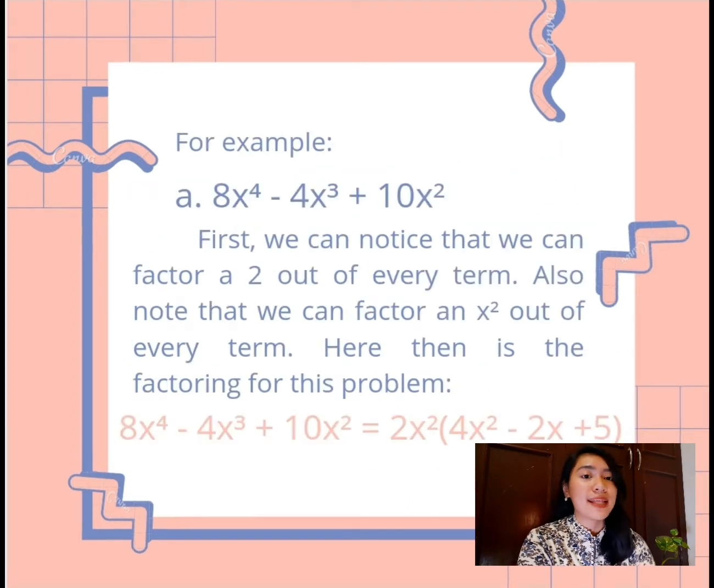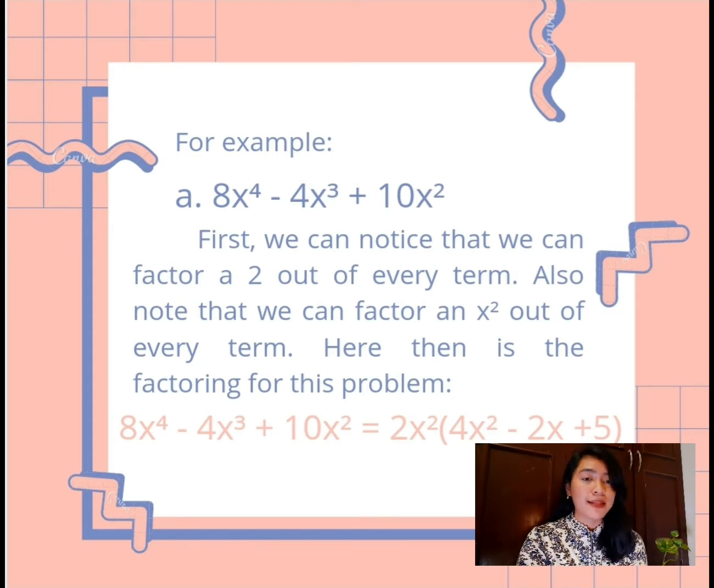For example, in letter A, 8x raised to the 4th power minus 4x raised to the 3rd power plus 10x squared. First, we can notice that we can factor out a 2 and then x squared out of every term. So here then is the factoring for this problem. 8x raised to the 4th power minus 4x raised to the 3rd power plus 10x squared is equal to 2x squared times (4x squared minus 2x plus 5).